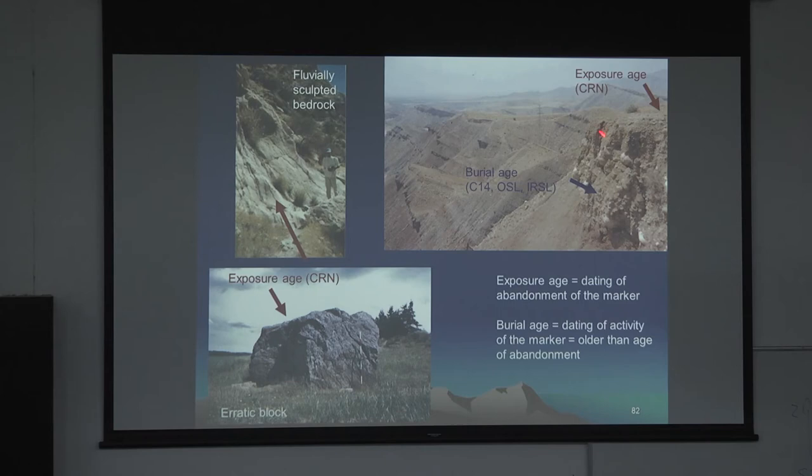When you look at a terrace, you have the choice. You can try to find C14, or try to find a layer of sand to use a luminescence technique. So you will get some burial age of the alluvial deposit, which gives you an age of the alluvial deposition. Or you can make an exposure age on the pebbles at the surface.